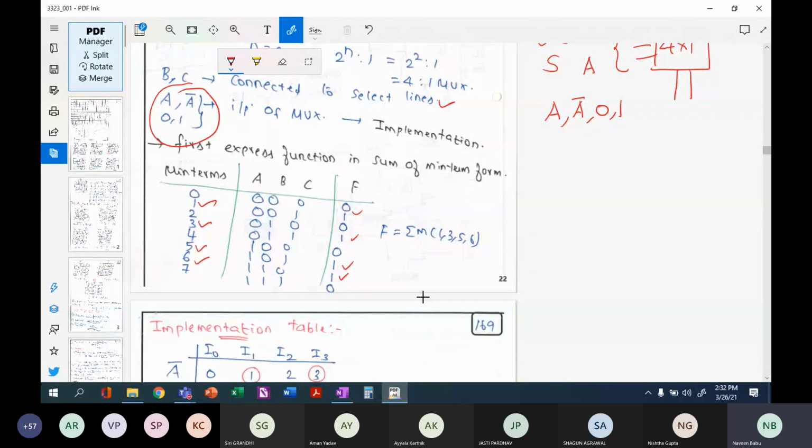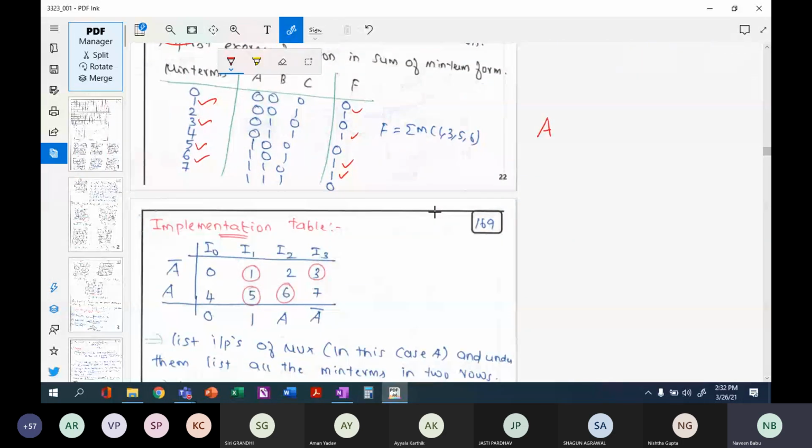Now how do you implement it? Please remember that A is your input. So we are going to create an implementation table. Please listen carefully. What is an implementation table?